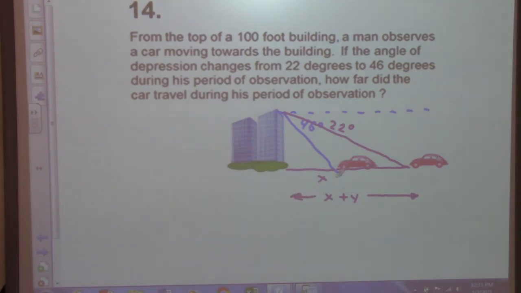So you can kind of set it up like this if you want. This is your 46, this is 46 here. And this is your height. We know that's 100. So this is going to be your opposite. Well, no, that's going to be your adjacent, actually.